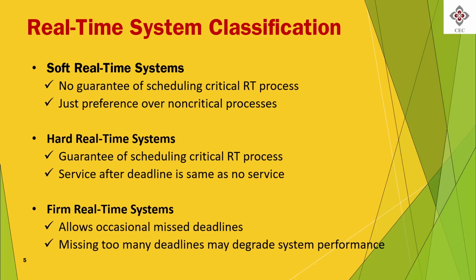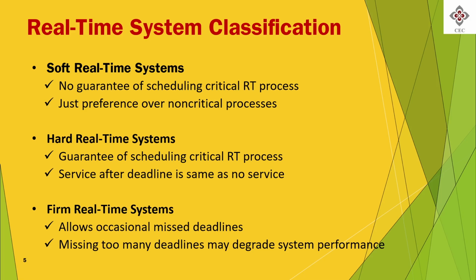The next one is hard real-time systems. Here there is a guarantee of scheduling critical real-time processes; there is no deviation, it has a stringent rule. Service after the deadline is the same as no service. If you service a process after its deadline, it is equivalent to not servicing the process at all. The third one is firm real-time systems. It is in between, and it allows occasional missed deadlines. Some systems will accept it even if you miss some deadlines, but missing too many deadlines degrades system performance. You cannot miss all the deadlines, but if you miss a certain number of them, it may affect the system performance.